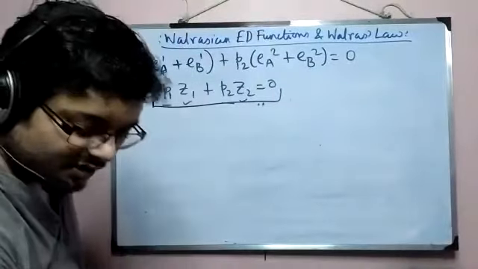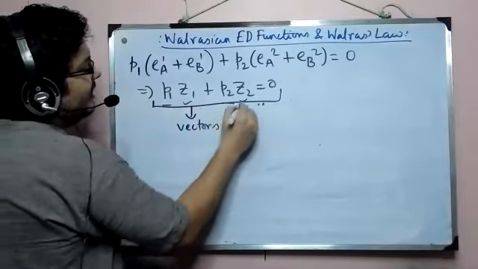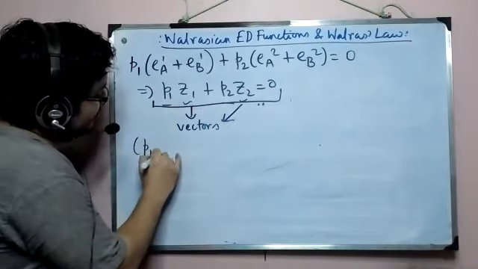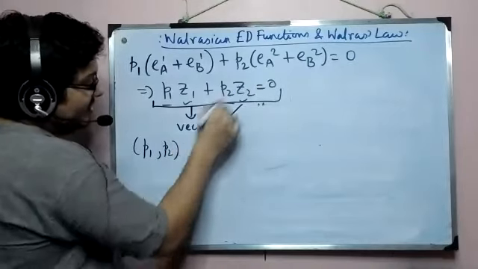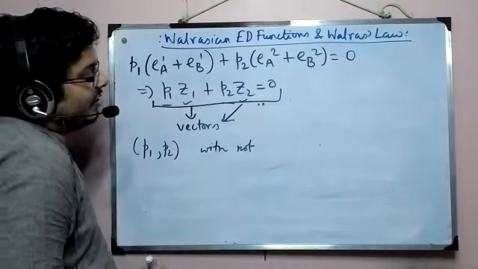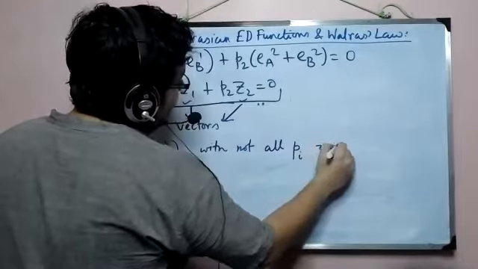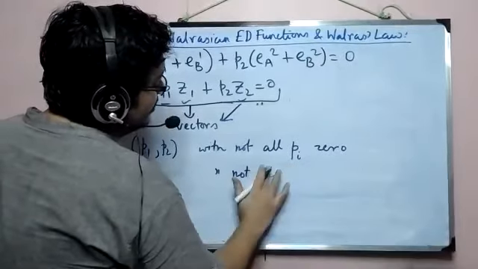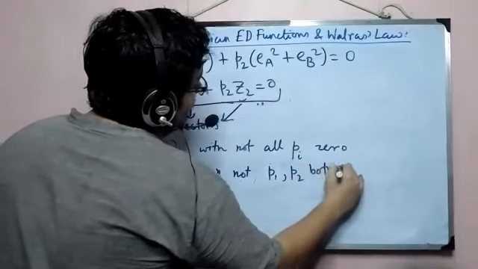Let's say these Z1 and Z2 are vectors. Now, what we are saying is that for any P1, P2, this sums up to 0 with not all Pi being 0, or with not P1, comma P2, both 0, right?